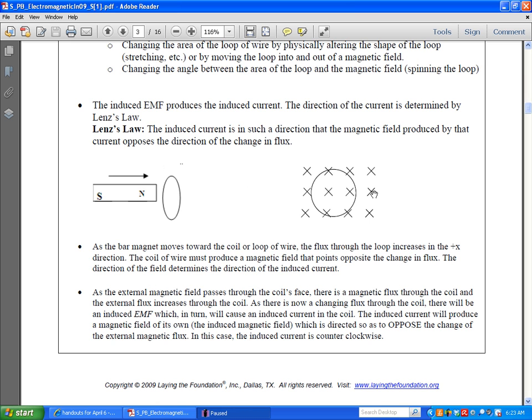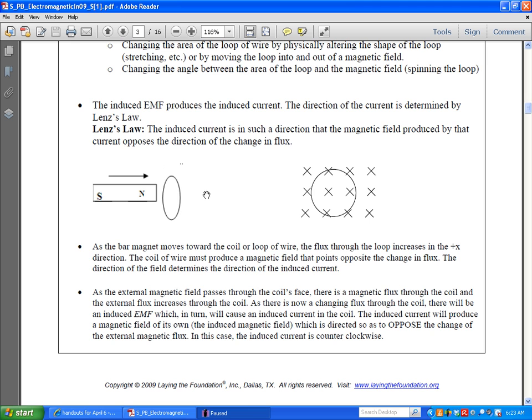And this is easier to learn if I just show it to you, but it's really not very hard. If you look at it, you have a bar magnet with a north pole moving into this coil, and as it moves toward the coil or loop of wire, the flux through the loop increases in the positive X direction because you're getting more field lines into that coil.